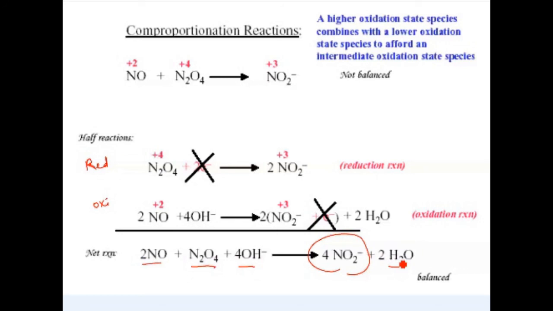It is not simply these two only giving. The medium is important. This comproportionation occurs in the basic medium, so we have to remember that. It is not the two species directly forming. That is not it; a medium is required. So 4 OH minus we are giving. So this is a balanced reaction.